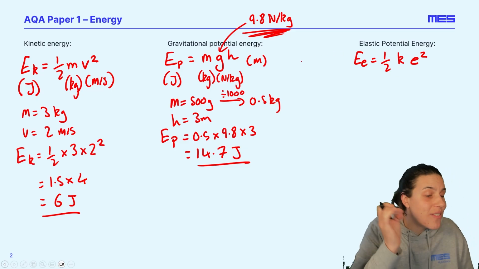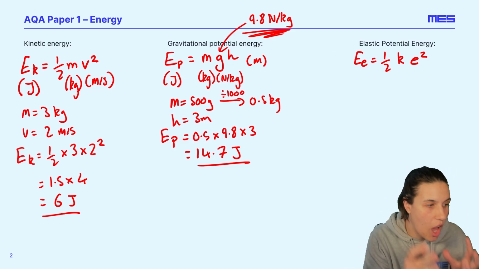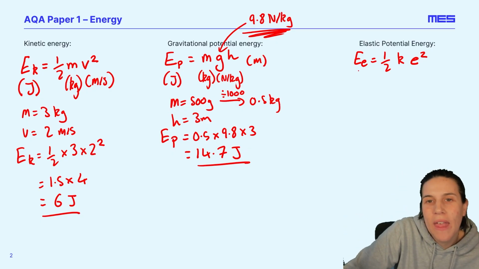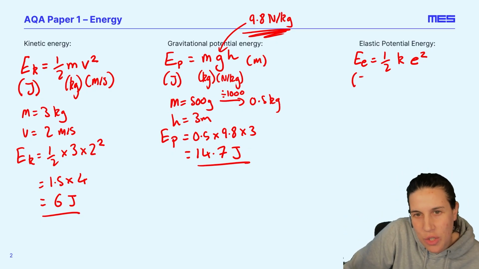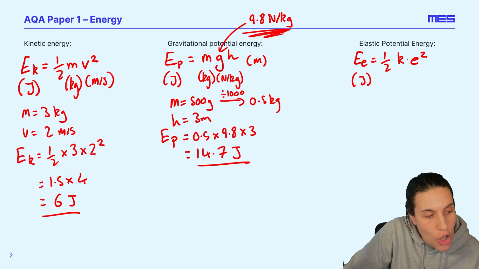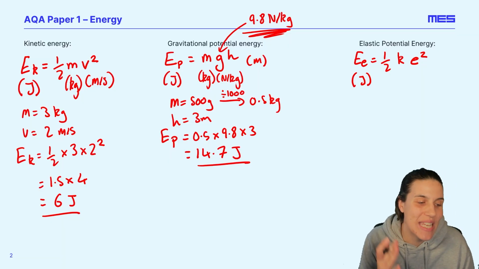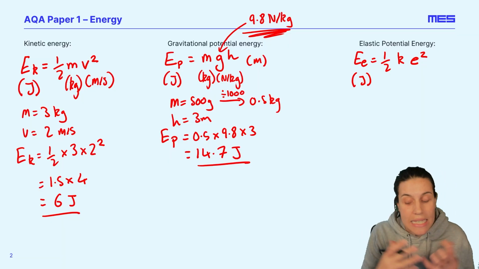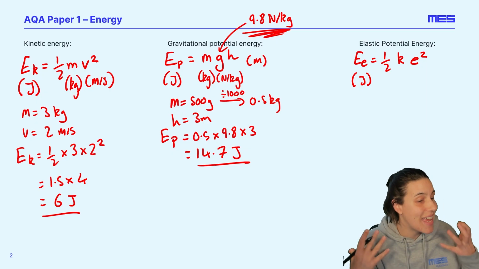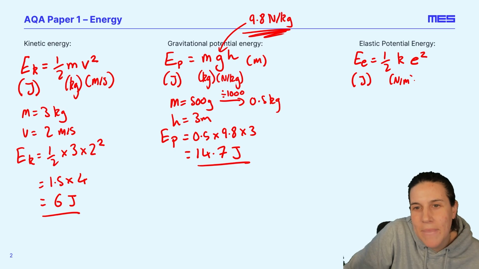You can actually see it's very similar to the equation for kinetic energy. We've got the half, we've got something, and we've got something that's squared. So this is our elastic potential energy, so it's measured in joules. This here is spring constant, okay? That tells us about how easy or difficult it is to stretch a spring. If it's really easy to stretch a spring, we say it's got a low spring constant. If it's really difficult to stretch a spring, we say it's got a high spring constant. And that is measured in newtons per meter.